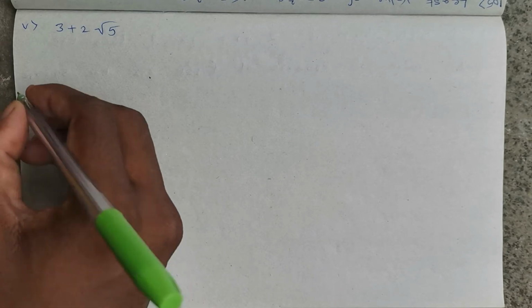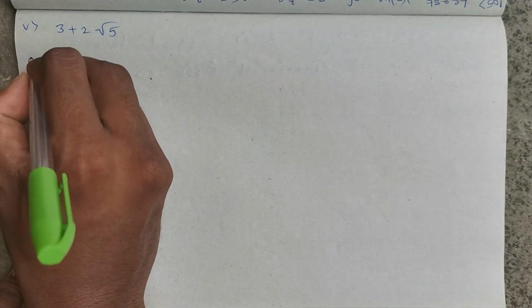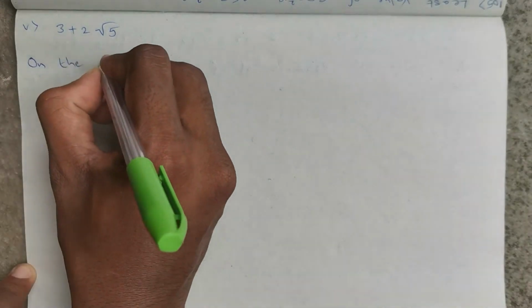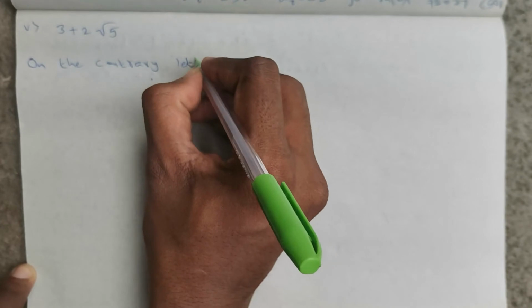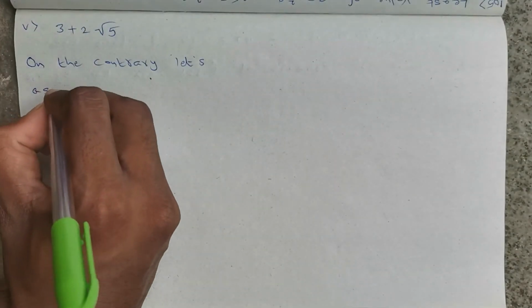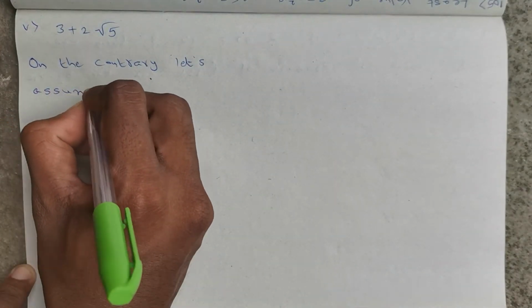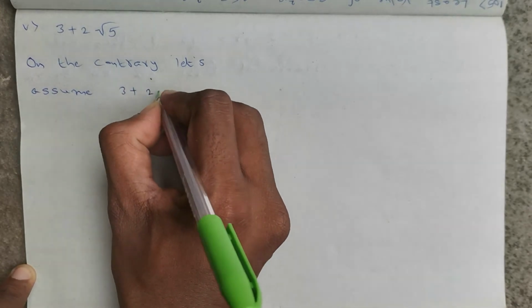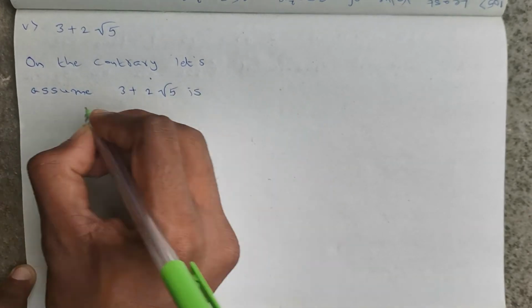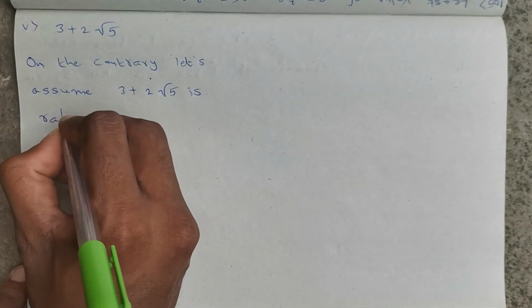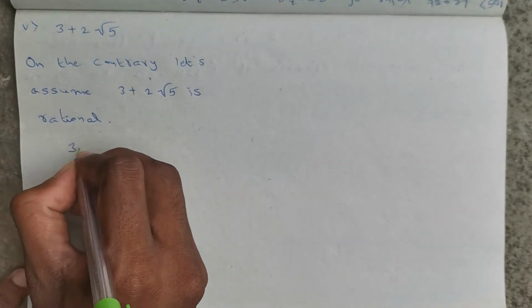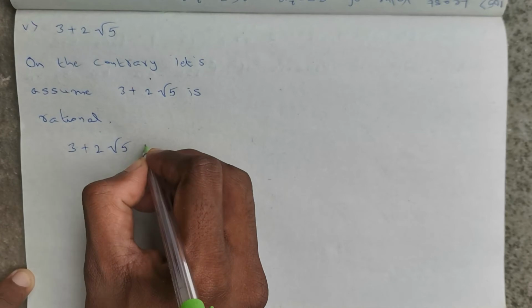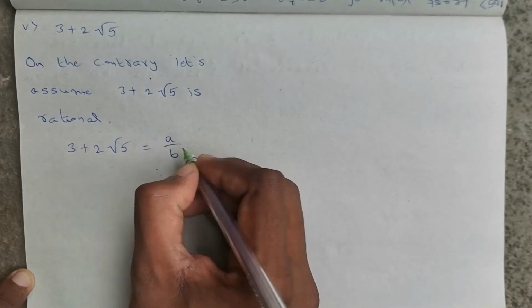So here also same first line as it is. On the contrary, let us assume 3 plus 2 root 5 is rational. So 3 plus 2 root 5 is equal to a by b.